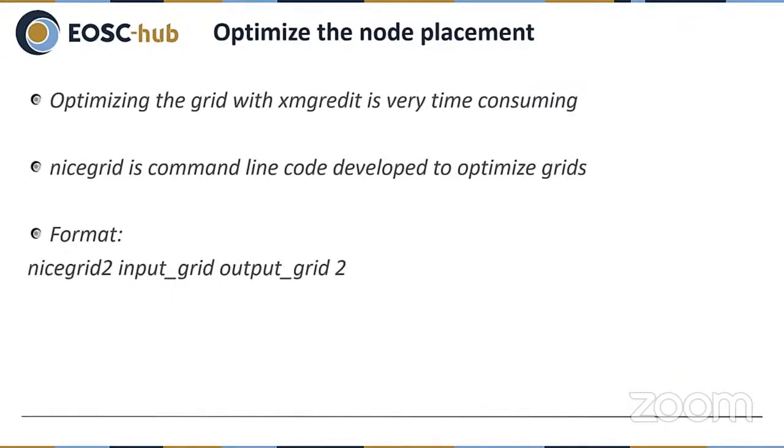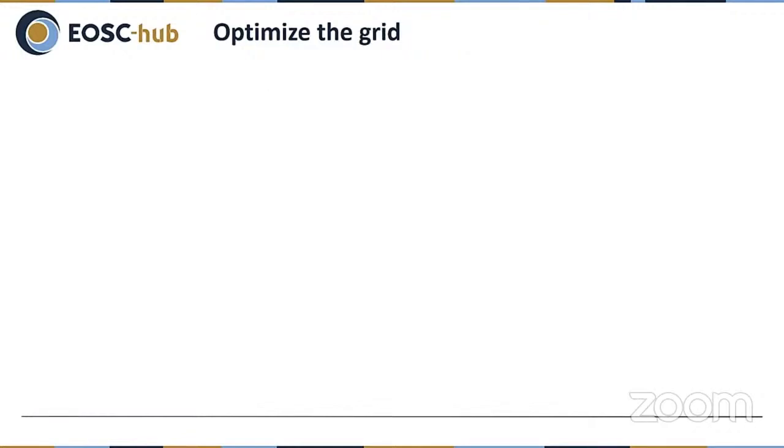As I said, we now need to optimize the node placement and the grid. You can, of course, do that with XM GeoEdit. It's perfectly doable. However, it is very time-consuming, especially if your grid is much larger than the one that I have. Instead, you can use another code called NiceGrid. It's a command line code that was developed specifically to optimize grids. The format is simply to type NiceGrid2, the name of your input grid file, the name of your output grid file, and then a parameter which is 2, which is related to the way it's going to treat the boundaries. So what does NiceGrid do for you?